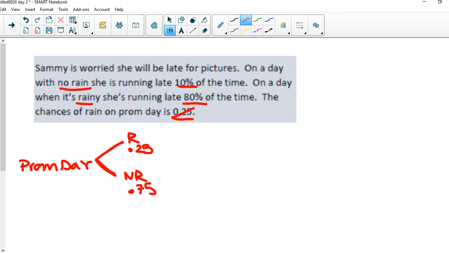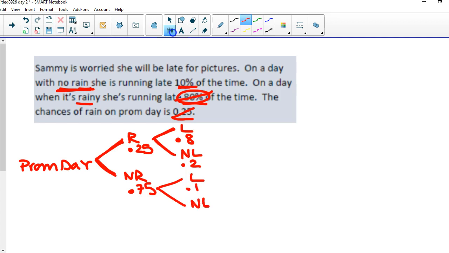I'm done with that probability, so I'm going to cross it off. 80% of the time, when it's rainy, she's running late. She's late, 0.8. That means when it's a rainy day, she's not late 20% of the time. How do I know that? These branches need to add up to 1. I'm done with 80%. When it's not raining, she's late 10% of the time. So late, 0.1, not late, 0.9. How do I know? The branches have to add up to 1.